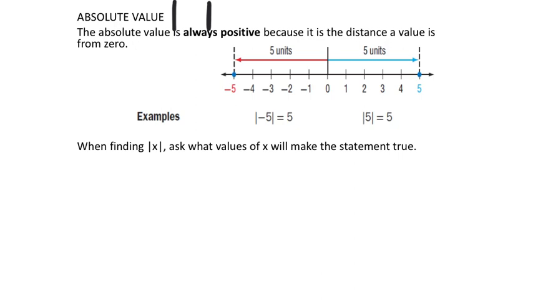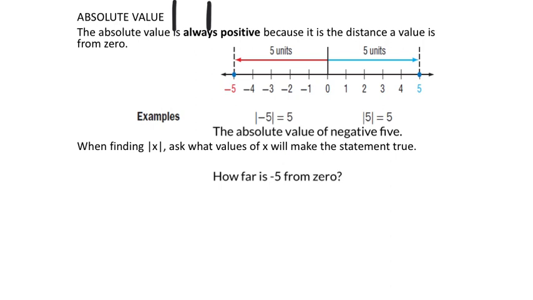Well, it reads the absolute value of -5, right? We want to be technical there. That's what that first one reads. What is it asking, though? It's asking how far is -5 from 0. That's what it's asking, right? And that's why you see that it equals 5 right there, okay?